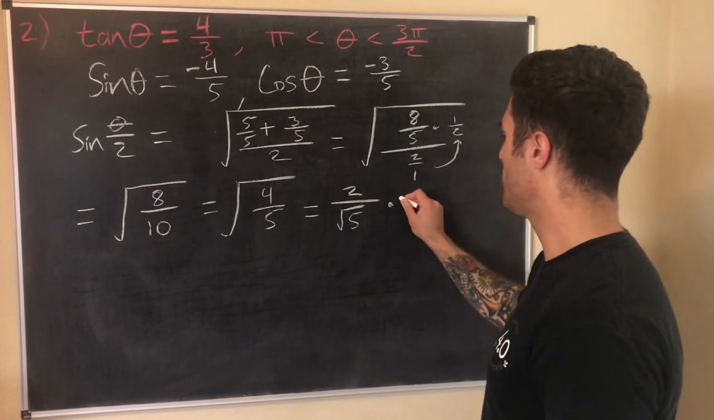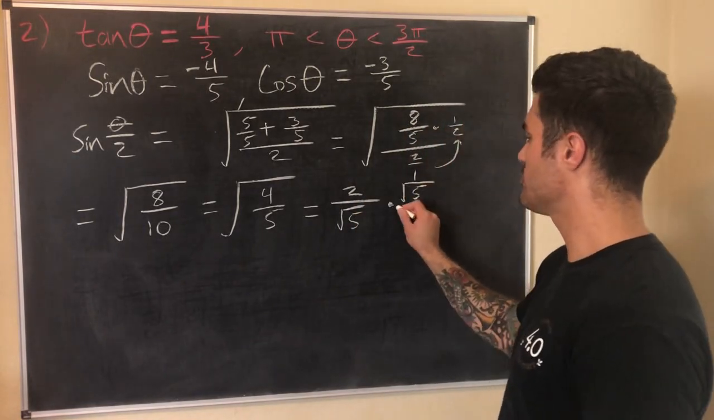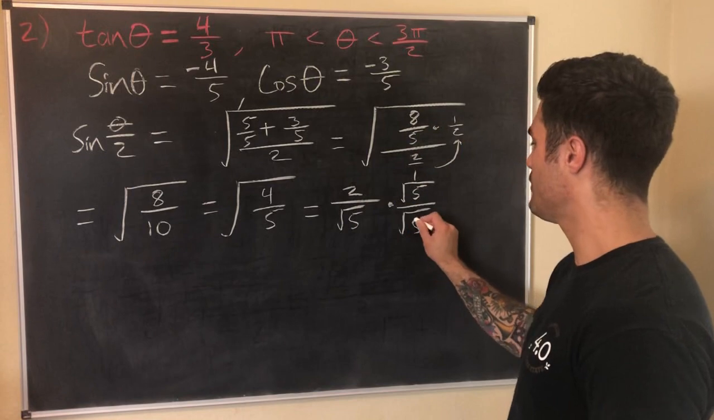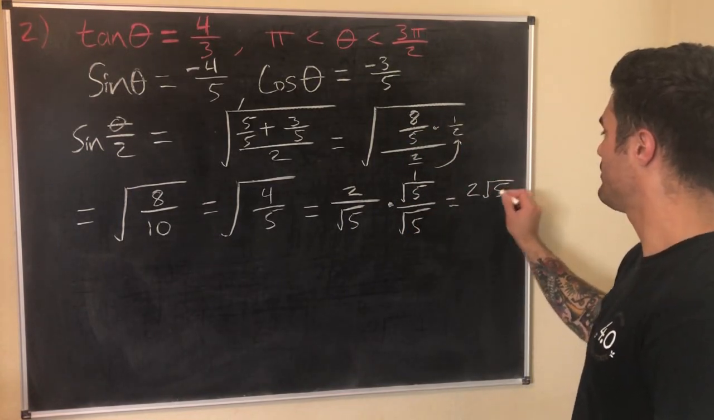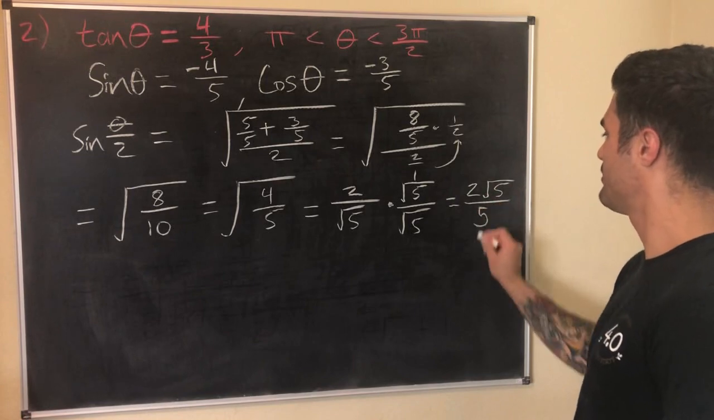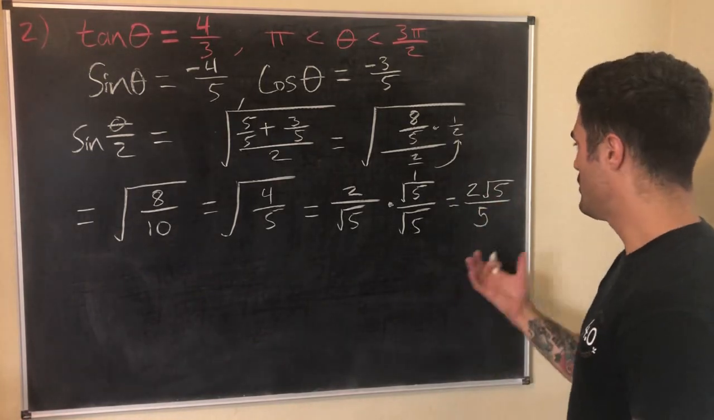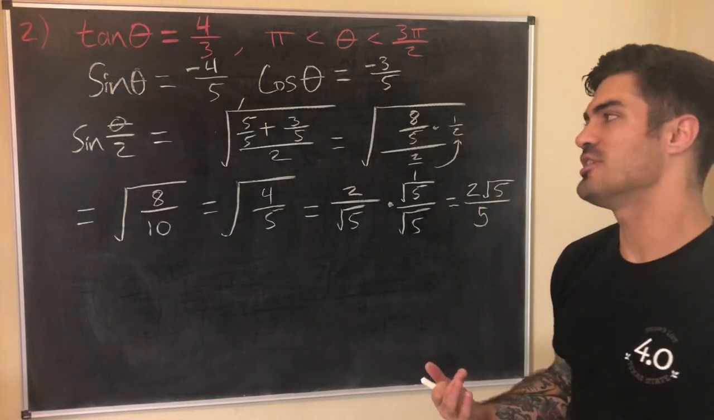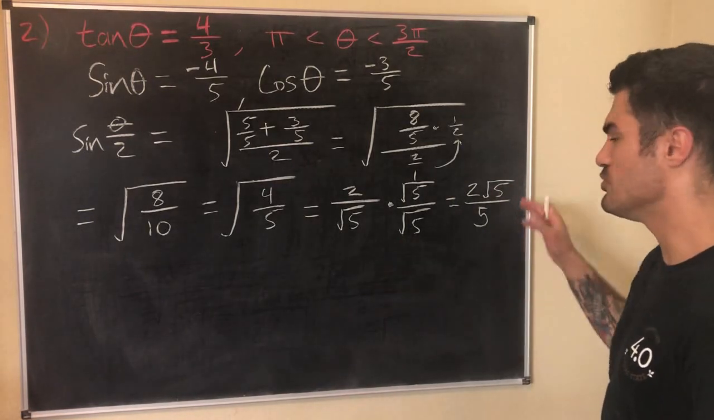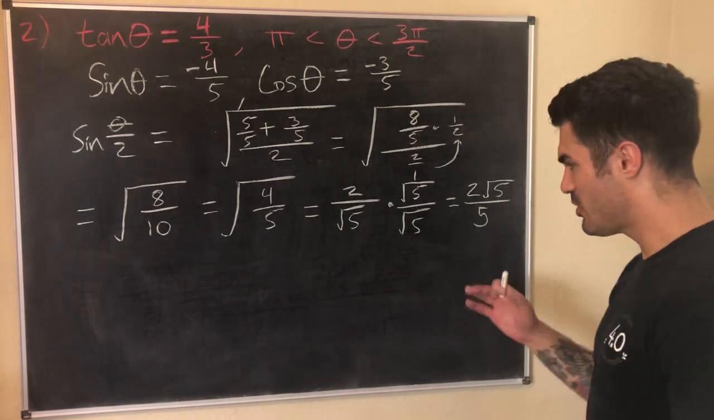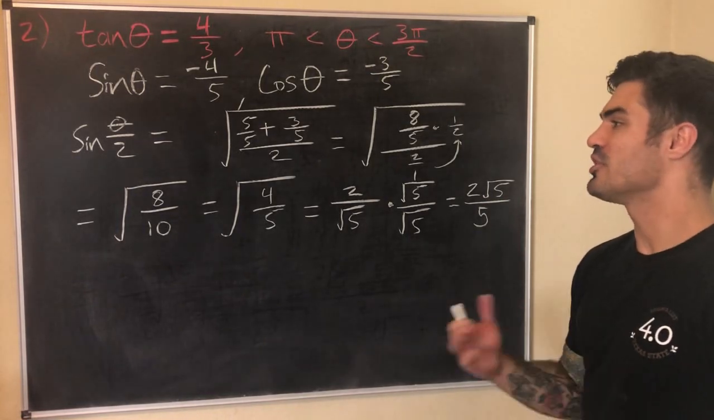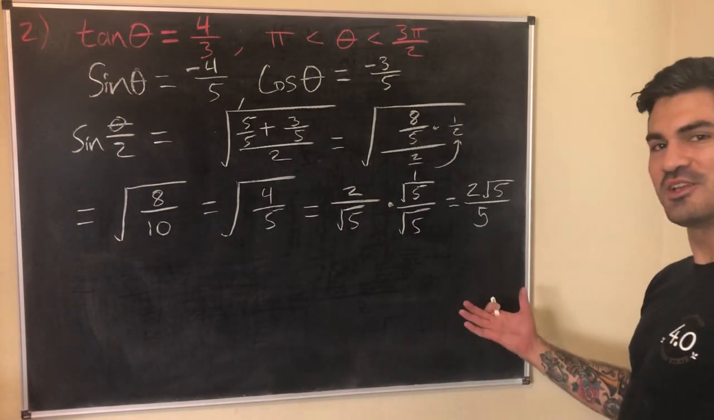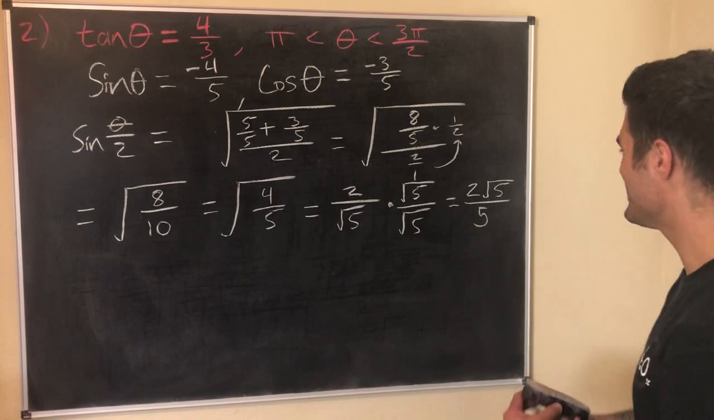And now if I rationalize the denominator, so basically multiply by √5 over √5, I get 2√5 over 5. And I think that's the final answer. That's as simple as it'll get. So the sine of theta over 2 is 2√5 over 5. And I'm probably going to have to erase again just because I want to be sure that I have room for the cosine of theta over 2. So sine of theta over 2, I'm going to erase now.